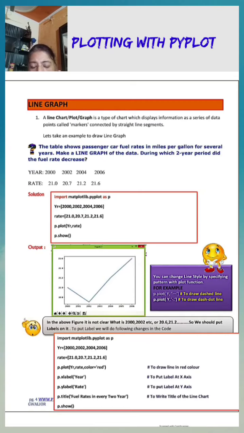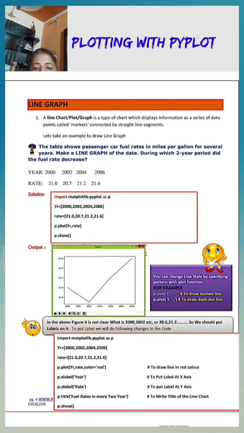Clear? For most colors, the first letter is used for the color name: r for red, b for blue, g for green, y for yellow. Like this notation we can use. Color equal to red, or we can simply write red, or we can simply write r. No need to write color equal to. It is not mandatory to write.